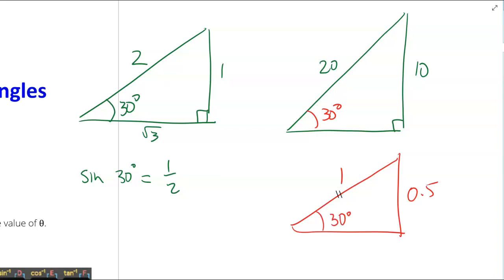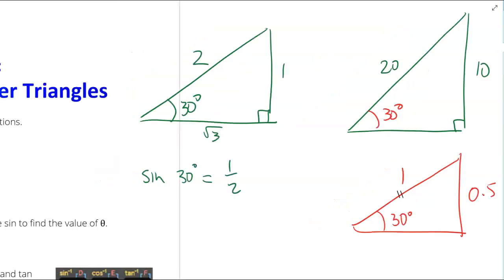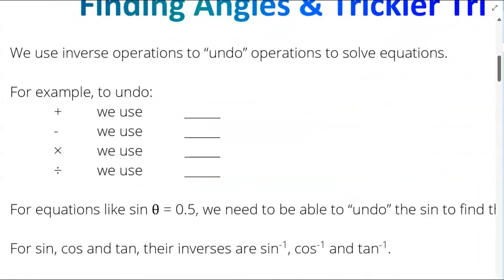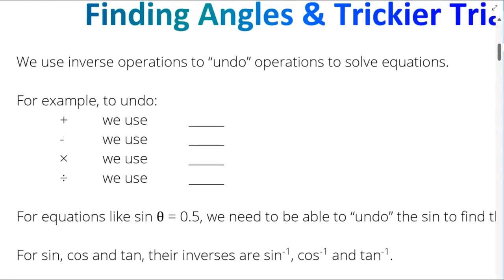Now we're going to learn how to use our calculator to work that angle out, because most of the time they're not going to be nice and exact like that. There's only a handful of exact trig ratios. So what do we do to do that is the question, and that's what this preamble at the start is. We've got to think of undoing, that process of undoing.